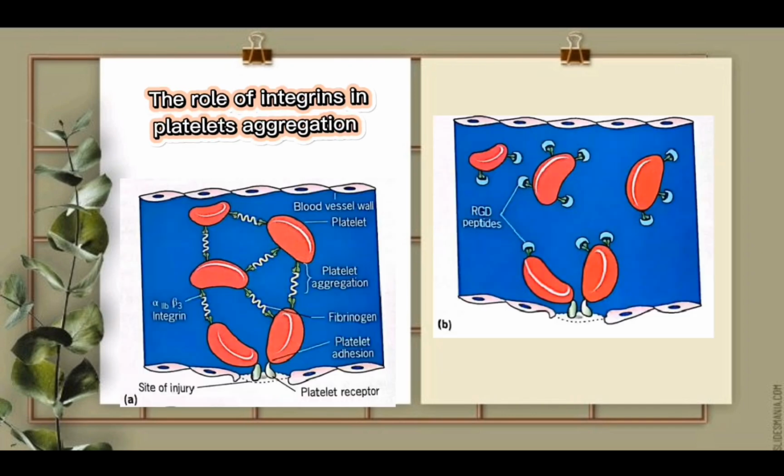So now let's move on to the role of integrins in platelet aggregation. So we have A and B. The role of A is the blood clots that form when platelets adhere to one another through fibrinogen bridges that bind to the platelet integrins, while the B is the process where the presence of synthetic RGD peptides can inhibit blood clot formation by competing with fibrinogen molecules for the RGD binding sites of platelets.